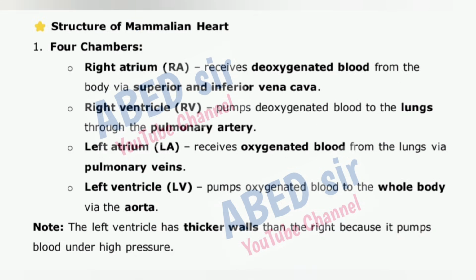Structure of mammalian heart. 1. 4 chambers. Right atrium, RA, receives deoxygenated blood from the body via superior and inferior vena cava. Right ventricle, RV, pumps deoxygenated blood to the lungs through the pulmonary artery. Left atrium, LA, receives oxygenated blood from the lungs via pulmonary veins. Left ventricle, LV, pumps oxygenated blood to the whole body via the aorta. Note, the left ventricle has thicker walls than the right because it pumps blood under high pressure.